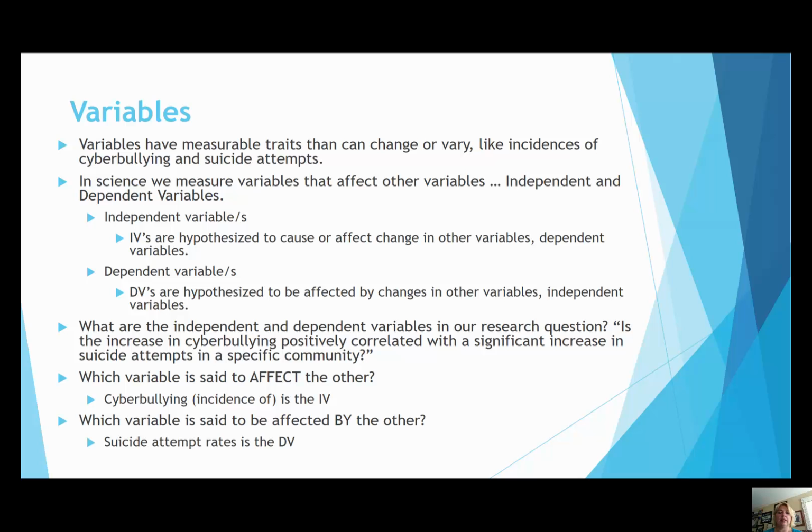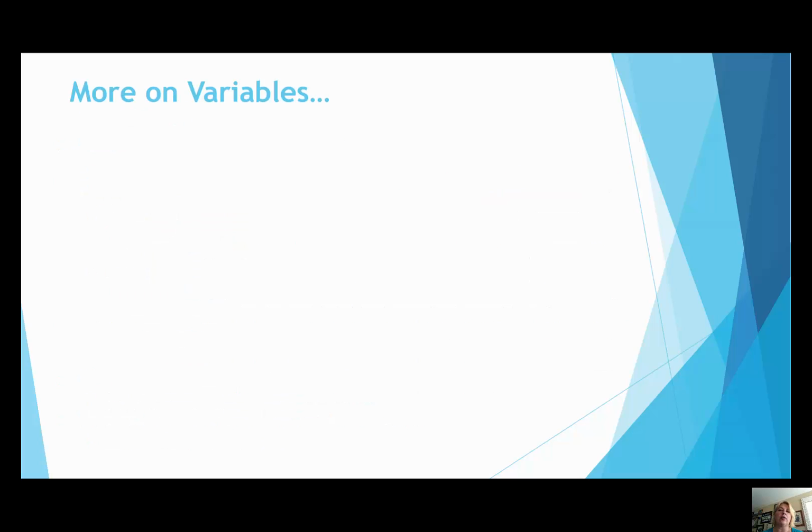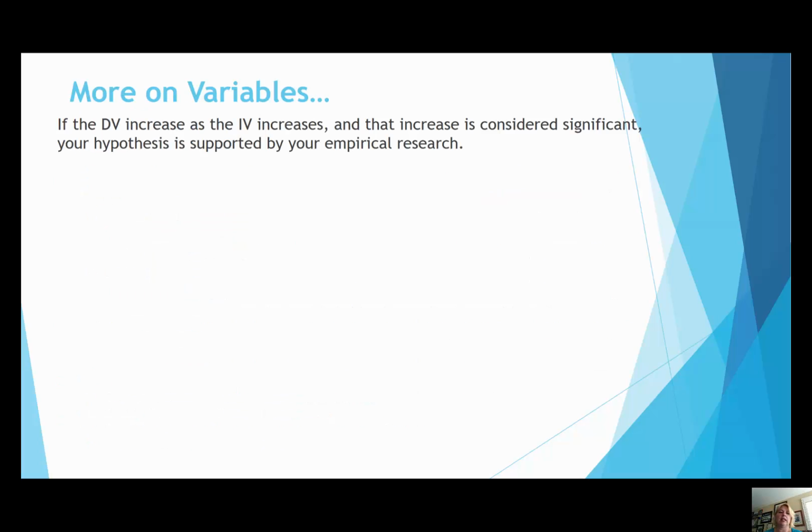Okay, let's see. If you said suicide attempt rates as the dependent variable, you're correct. Now let's try the other one on violence in video games. If the dependent variable increases as the independent variable increases, and that increase is considered significant, we won't worry for this lesson how to determine significance. Let's just use the word significant and know that it's a lot. Then your hypothesis is supported by your empirical research.